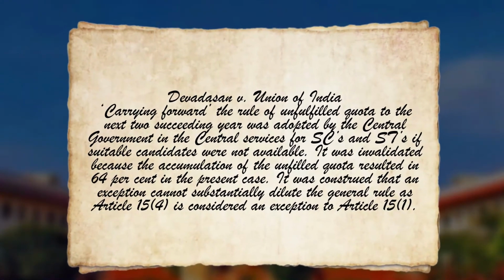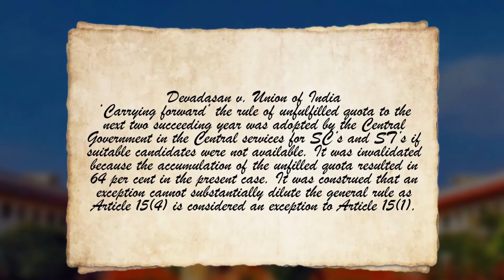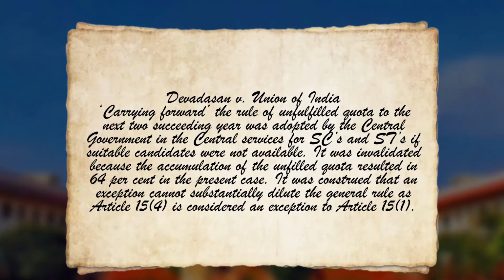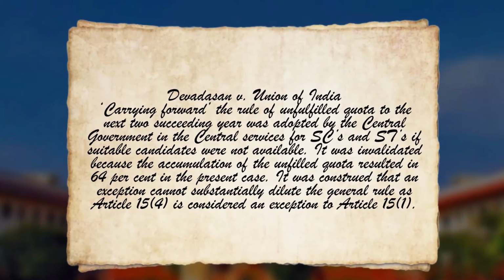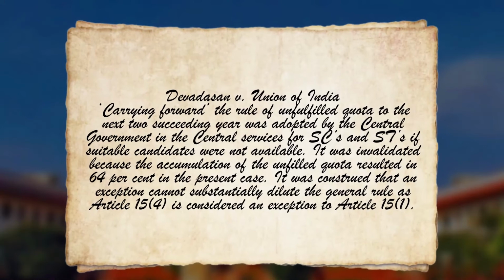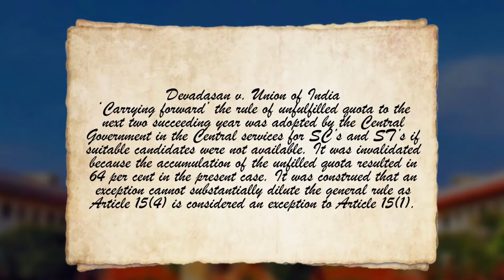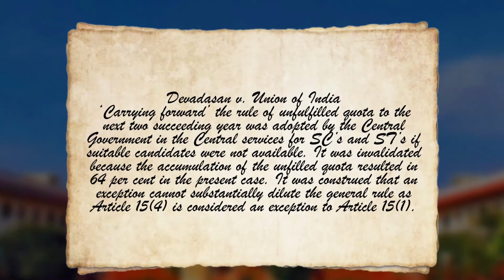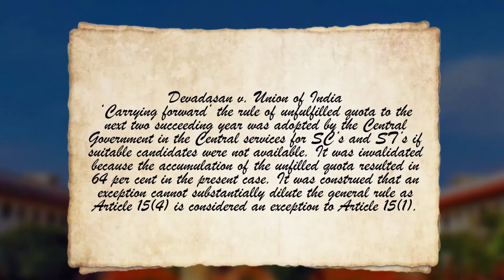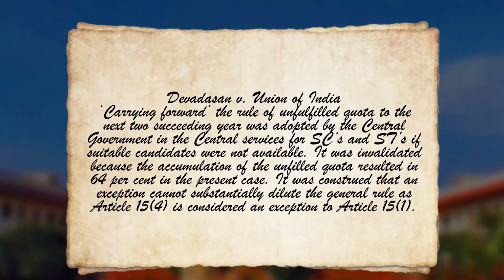Devdasan versus Union of India. The rule of carrying forward the unfulfilled quota to the next 2 succeeding years was adopted by the central government in the central services for SCs and STs if suitable candidates were not available. It was invalidated because the accumulation of the unfulfilled quota resulted in 64% in the present case. It was construed that an exception cannot be substantially diluted into a general rule, as Article 15(4) is considered an exception to Article 15(1).